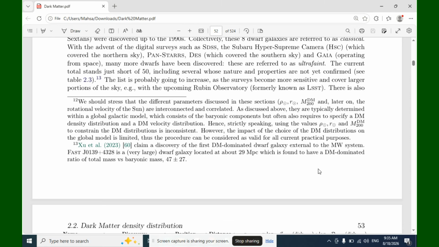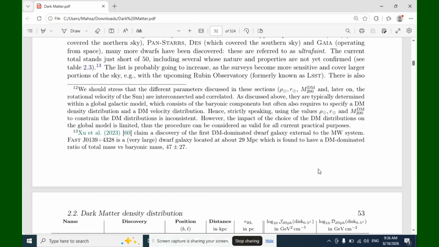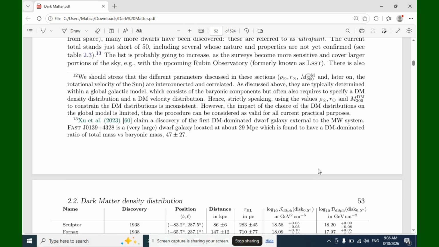Shi and his colleagues in 2023 claimed a discovery of the first dark matter-dominated dwarf galaxy external to the Milky Way system. FCC J0139+4338 is a very large dwarf galaxy located at about 29 Mpc, which is found to have a dark matter dominated ratio of total mass versus baryonic mass of 47 plus or minus 27.